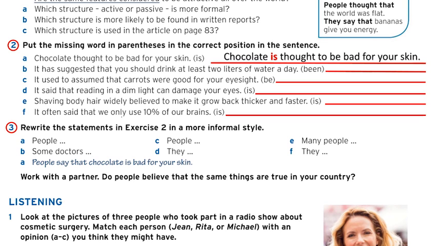Okay, once you have checked your answers, we're going to continue with the last exercise of today, which is the exercise number 3. Okay, so in the exercise number 3, it says, rewrite the statements in exercise 2 in a more informal style. Okay, we already saw the formal style, that was the passive voice. Now we're going to use the active voice. For example, instead of saying chocolate is thought to be bad for your skin, you're going to say people say that chocolate is bad for your skin. And like that with the rest of the sentences. Okay, do it and we'll come back in a second.